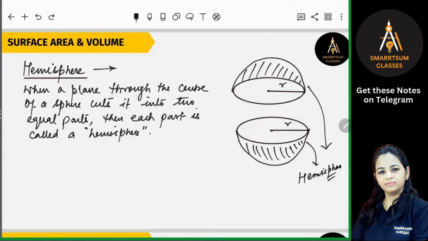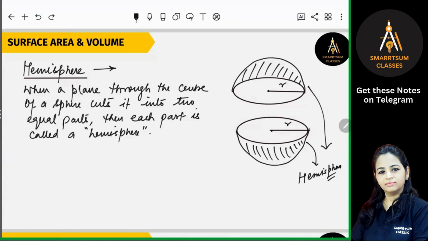When a plane passes through the center of a sphere, it cuts it into two equal parts. Then each part is called a hemisphere. So this is a hemisphere and this is also a hemisphere. When we cut a sphere through a plane at the center, two hemispheres are obtained. These are the two cut parts of that sphere, and each of them is called a hemisphere.